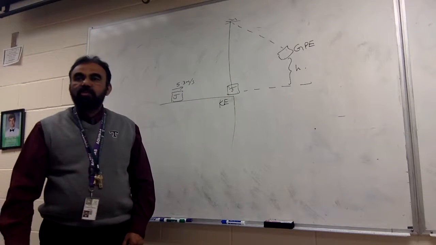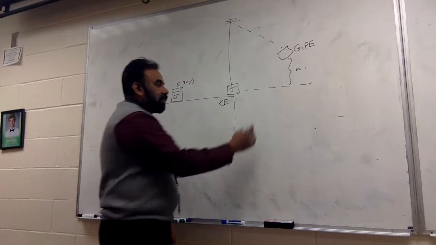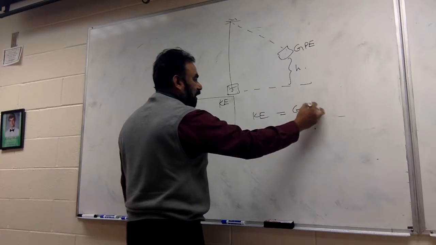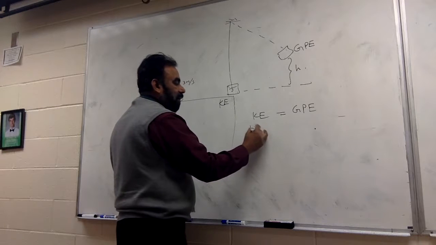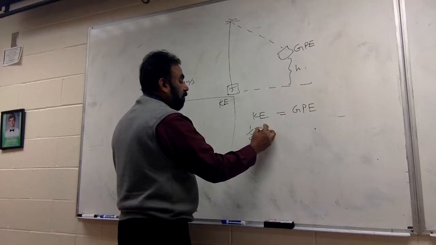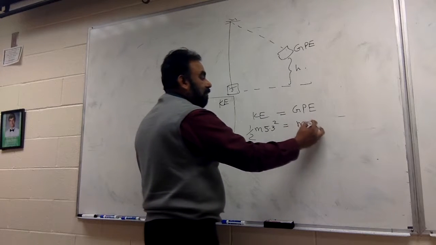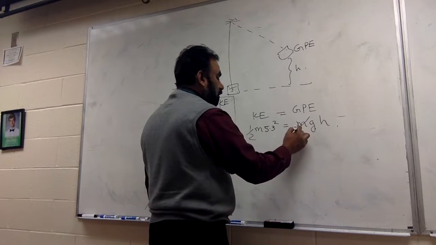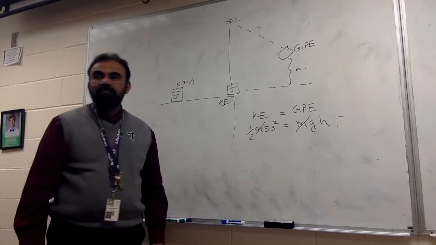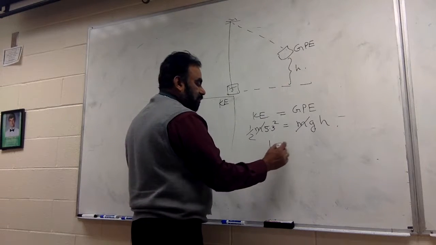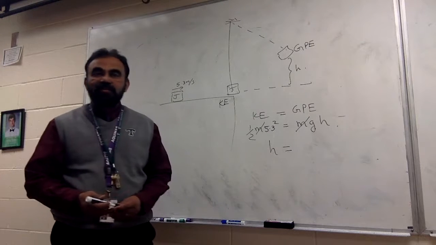So all you do is just equate the two. The kinetic energy that she's going to lose is the GPE she's going to gain. So half m 5.3 squared is equal to mgh. Mass cancels. So find out h. 9.8 is gravity.